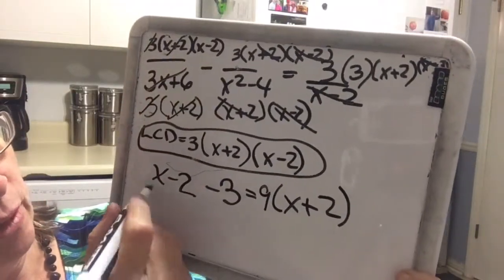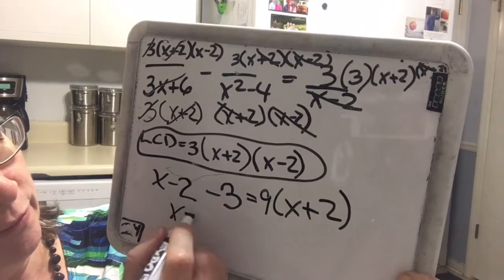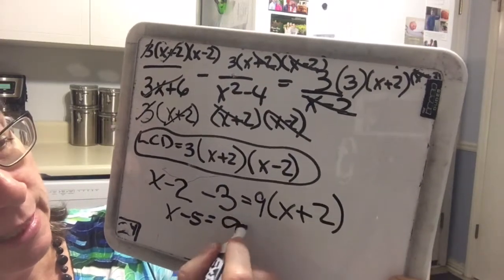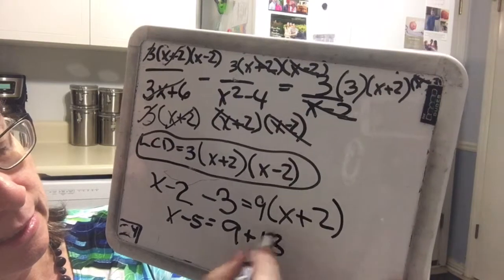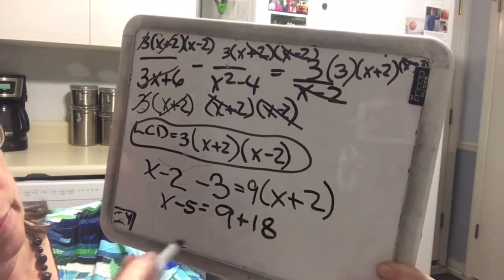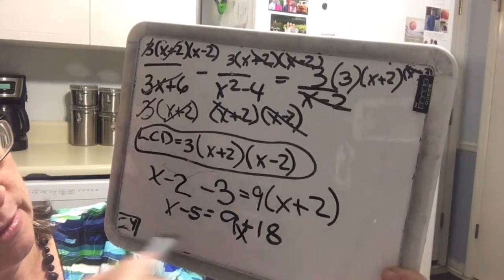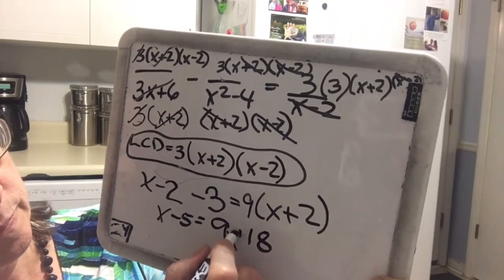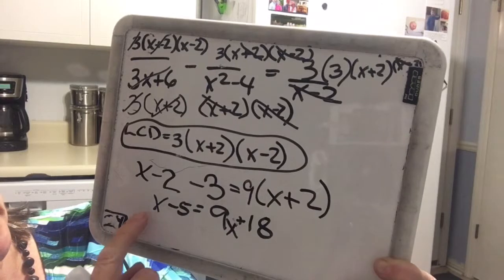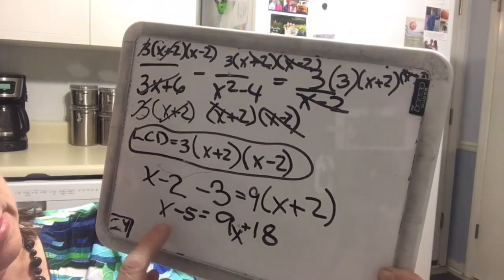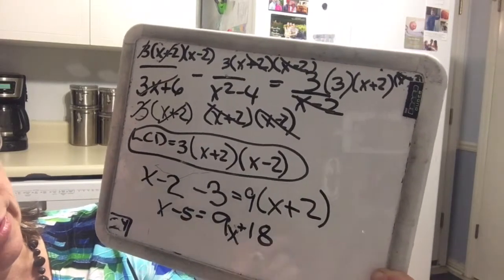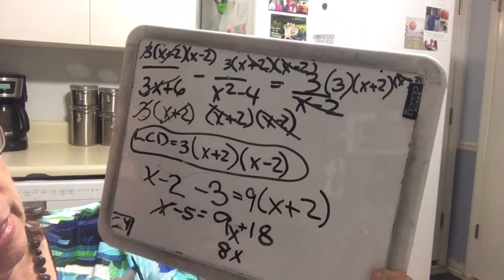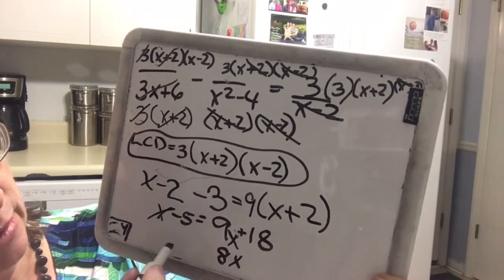Okay, so now on the left I have x minus 5, and on the right I have 9x plus 18. Oops, I lost an x there, 9x plus 18. And then I'm going to get all my x's on one side, so I'm just going to take this x over here. So this one's going to be an 8x now. And then I'm going to subtract the 18 from both sides.